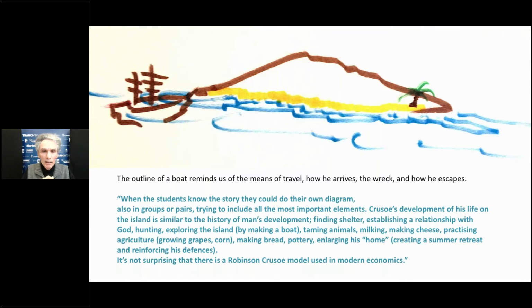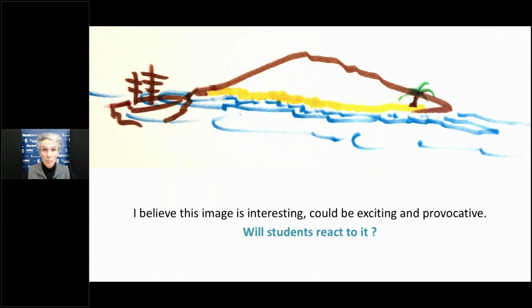Actually, thinking about it, Crusoe's development of his life on the island is similar to the history of man's development: finding shelter, establishing a relationship with God, hunting, exploring the island by making a boat, taming animals, milking, making cheese, practicing agriculture, growing grapes, corn, etc., making bread, pottery, enlarging his home. It's not surprising that there is a Robinson Crusoe model in modern economics. I believe this image, as simple as it is, could be interesting and exciting for the students.